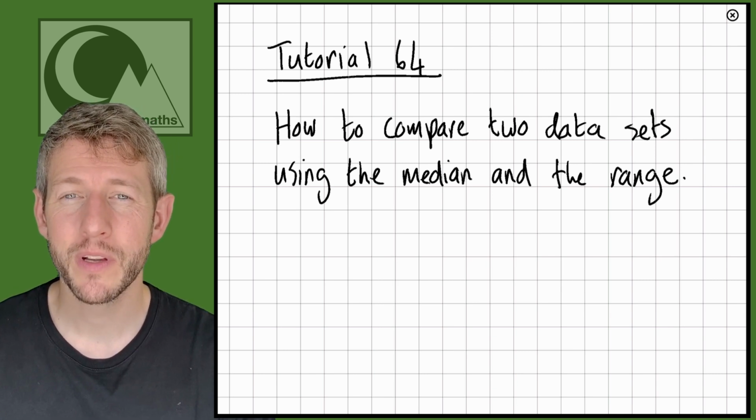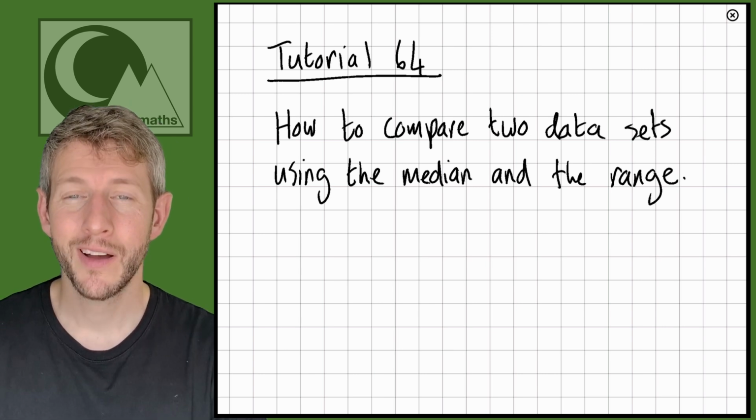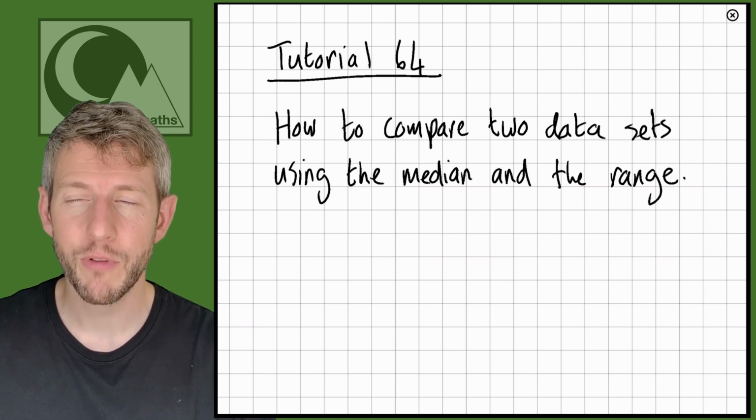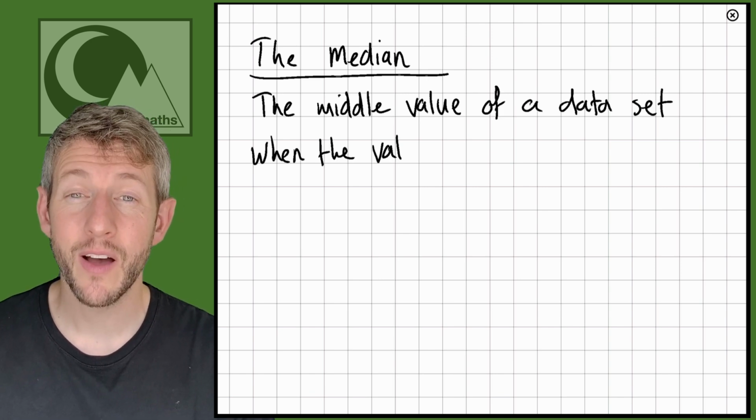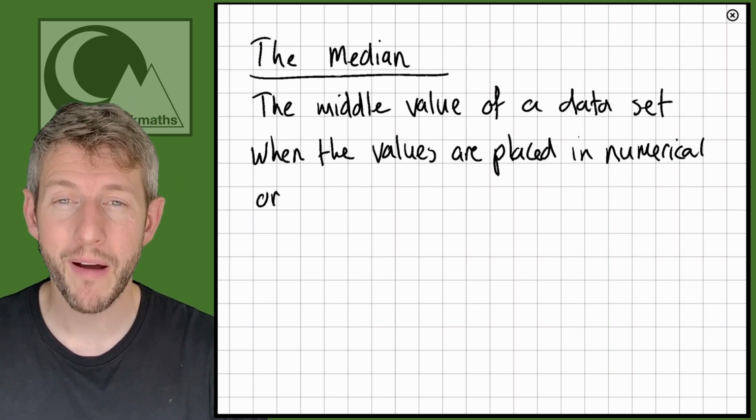So first of all, let us look at what is the median and what is the range. So the median is the middle value of a dataset when the values are all placed in numerical order.